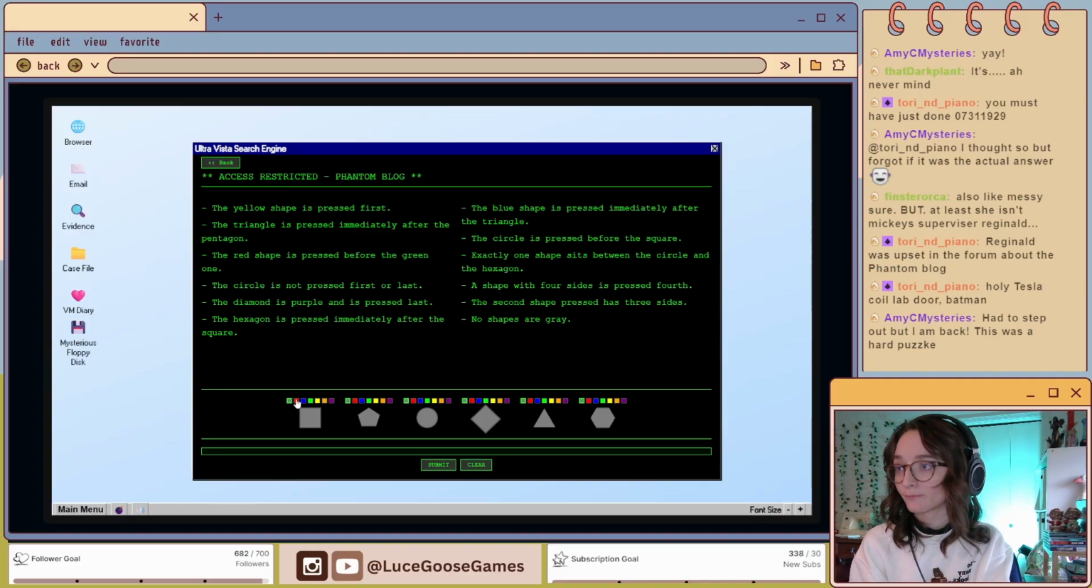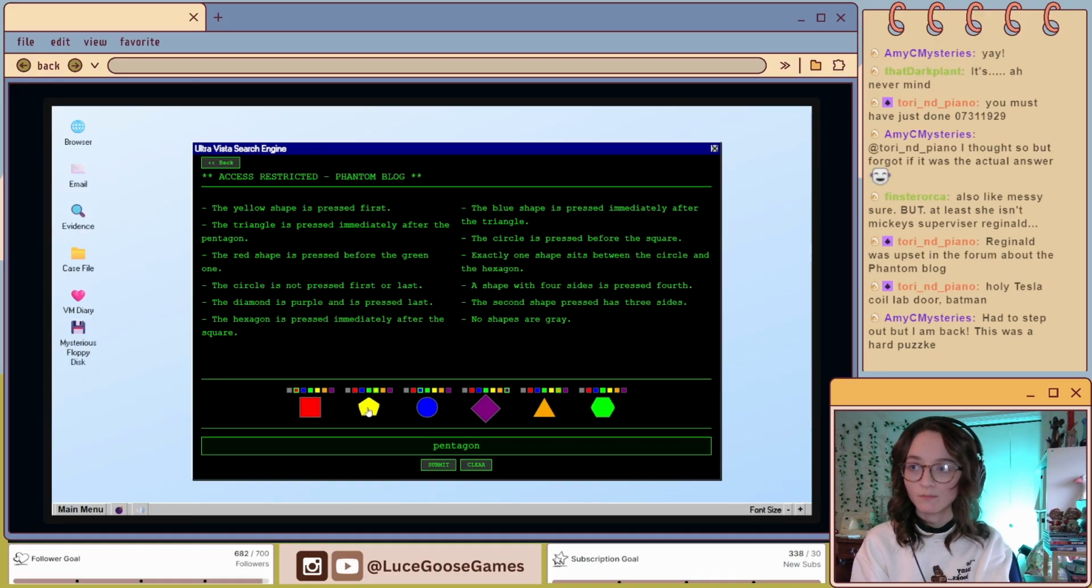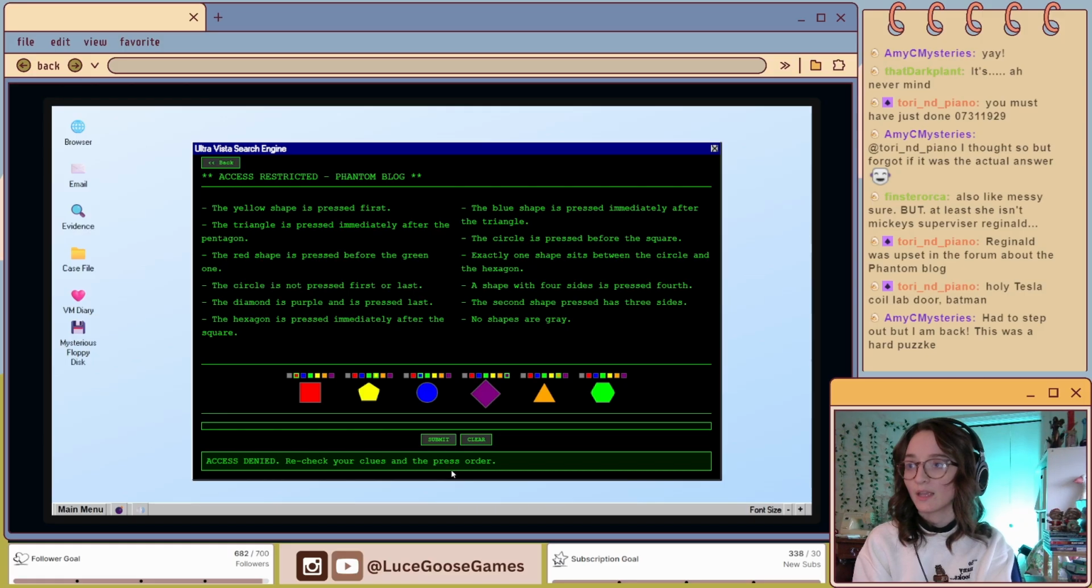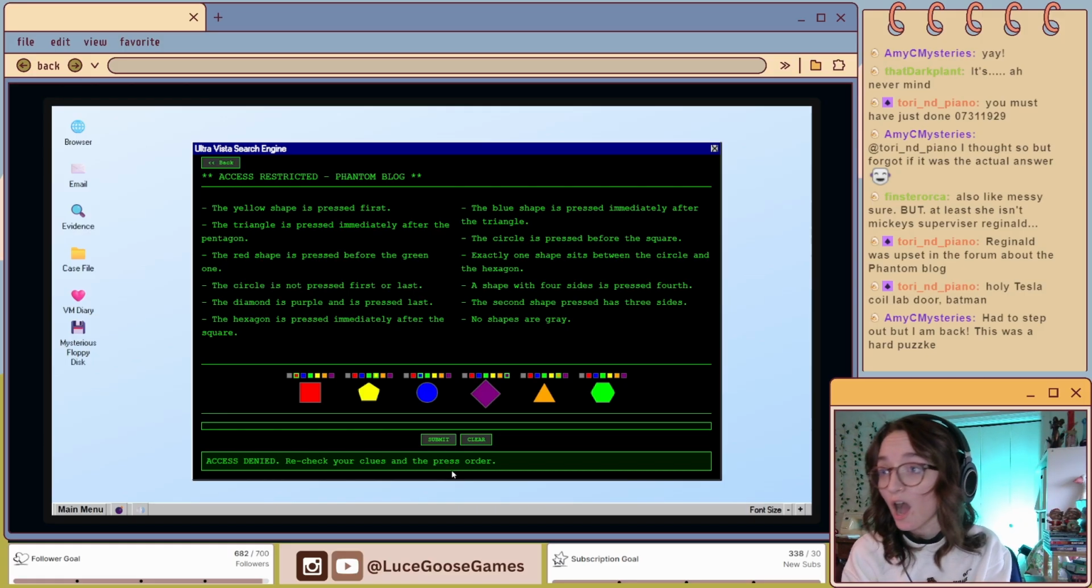Okay. Got to get all of them figured out. Purple, orange, green. So it's going to be yellow pentagon, orange triangle, blue circle, red square, green hexagon, purple diamond. Access denied.